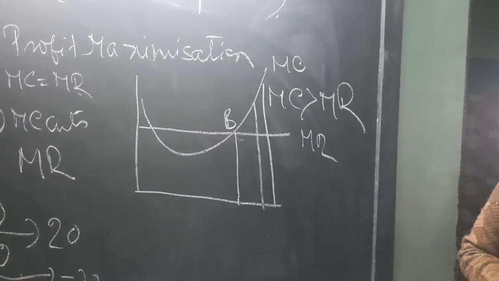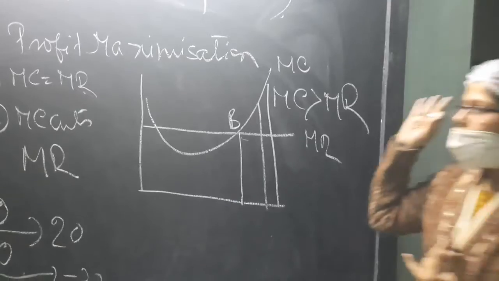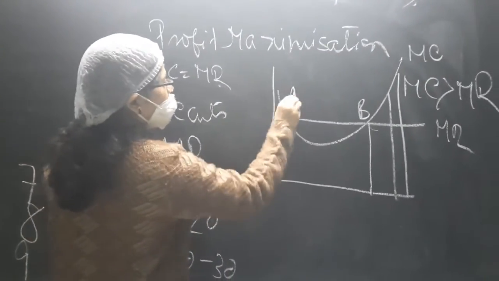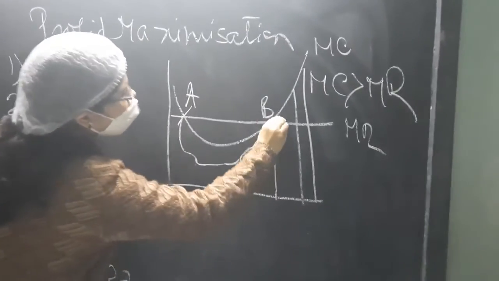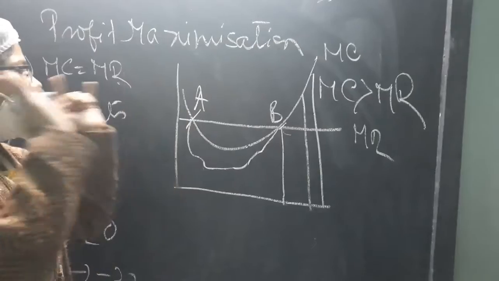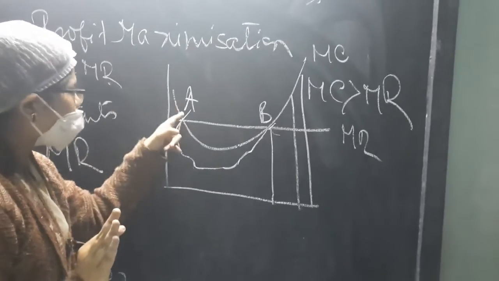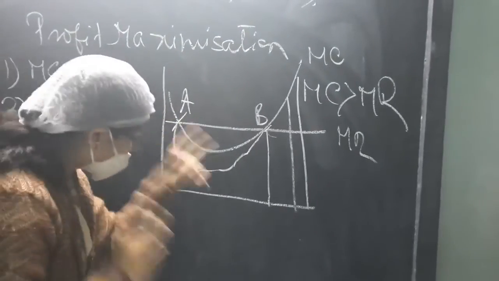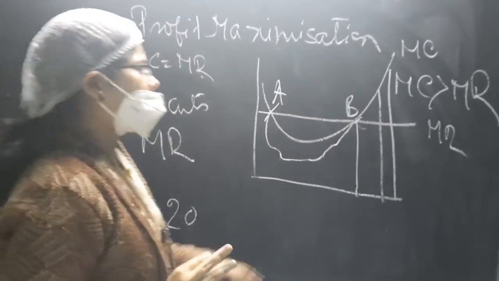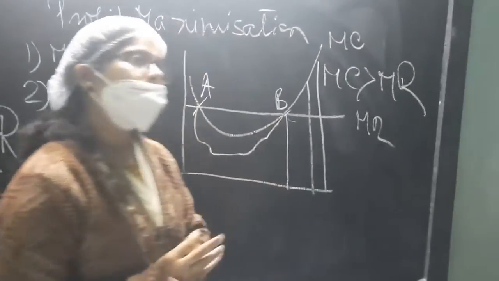So in our diagram, how far can we consider as a production zone? From point A to point B. The firm will operate within that zone. Okay? The firm will not go for further production beyond that point.